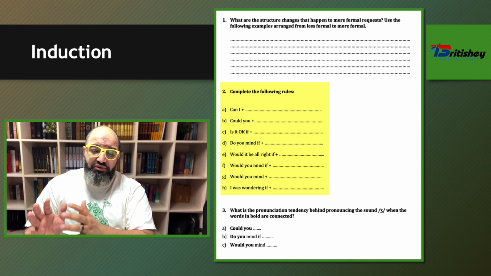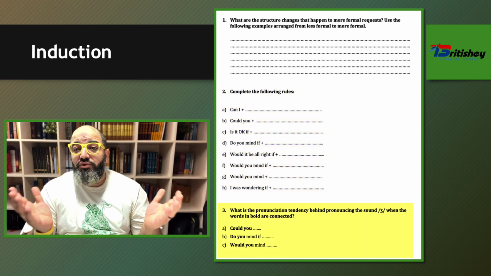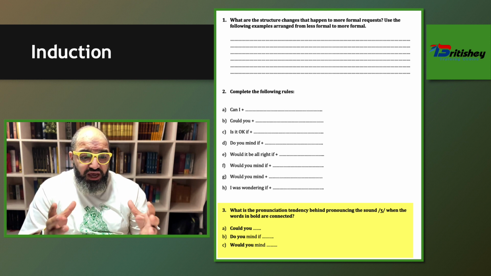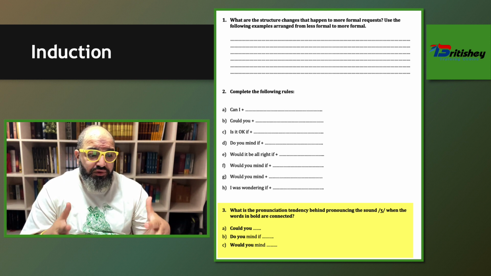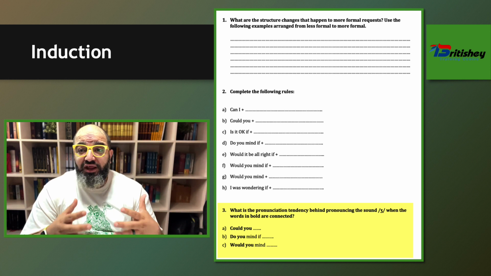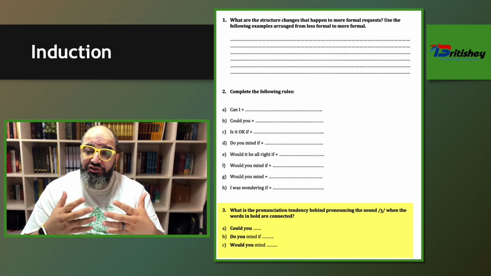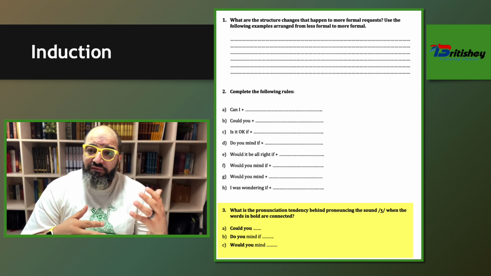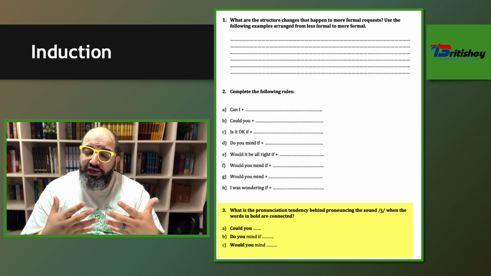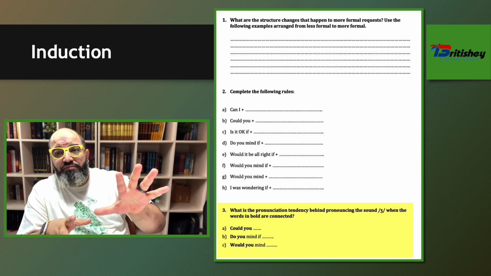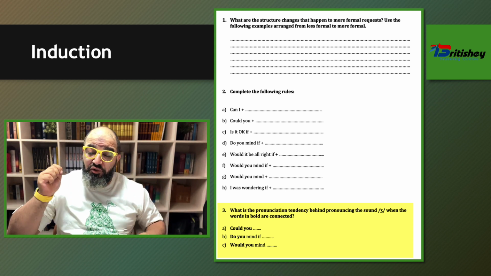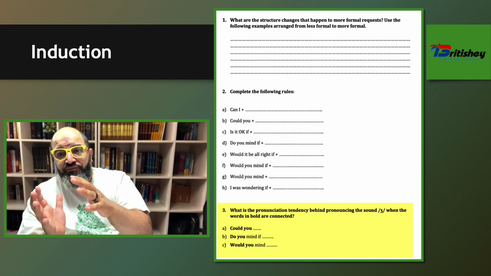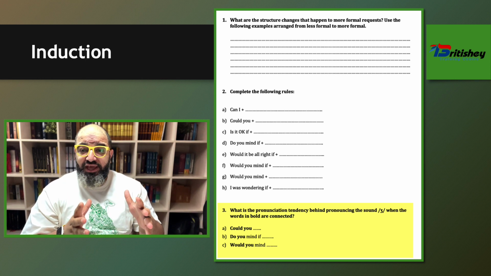TPS again: think, pair, and share. And then we come to the third question here, which is, what is the pronunciation tendency behind pronouncing the sound j when the words in bold are connected? And I want my students to discover the assimilation tendency behind the j sound, which is the d meeting y, and it goes like that. So again, that's the time when they write the rules with their own hands. And my role as a teacher would be just confirming the results that they have come to.